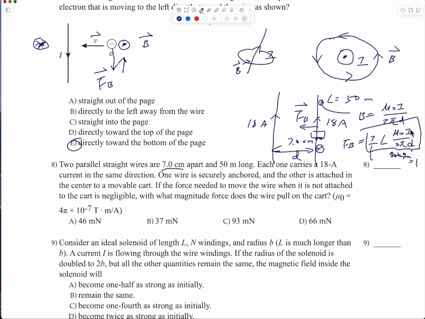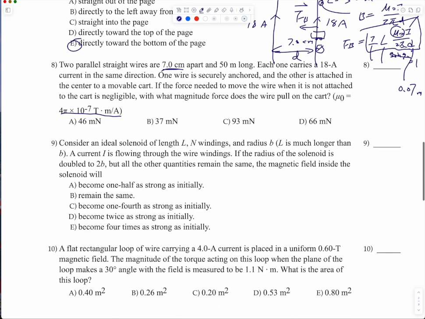The current is the same, 18, 50. Mu naught is given, and pi you know. D is 7.0 centimeters. Remember, you turn that into meters, 0.07 meter. Just plug everything in and you get the right answer.